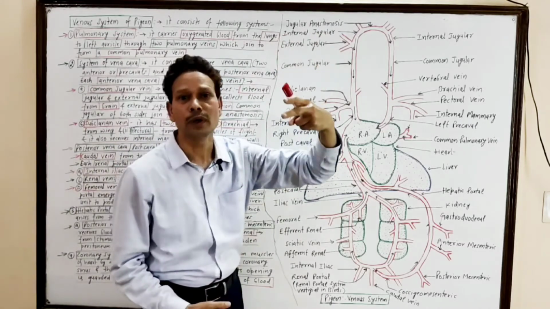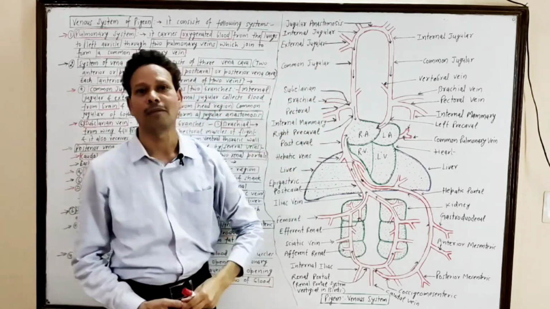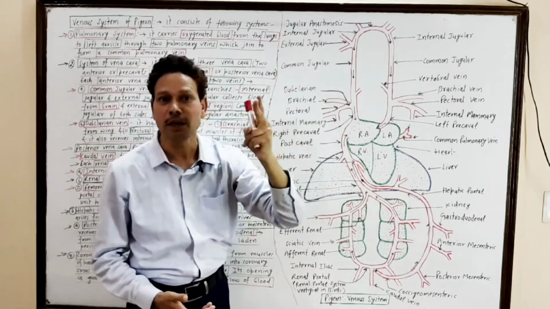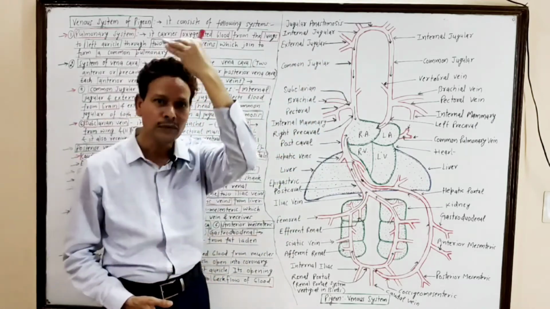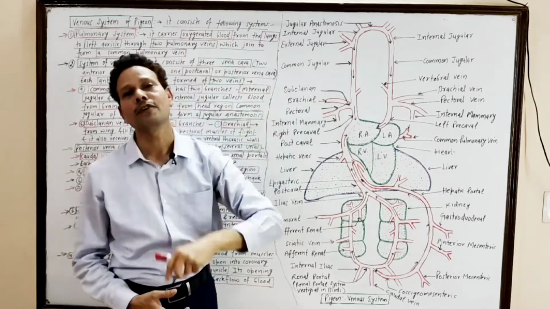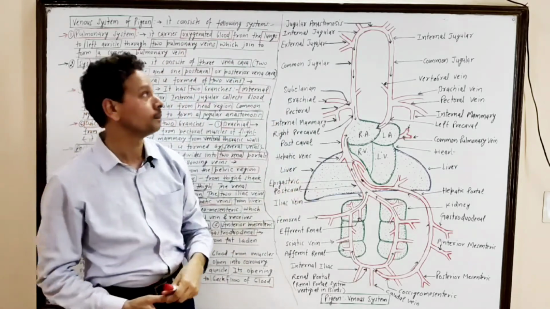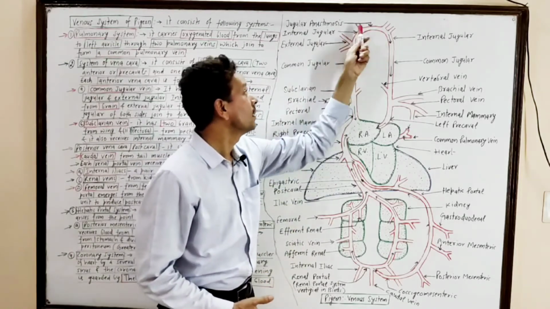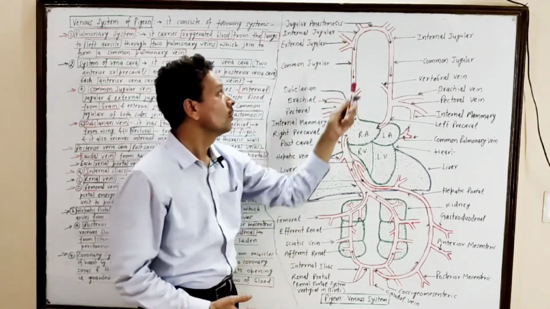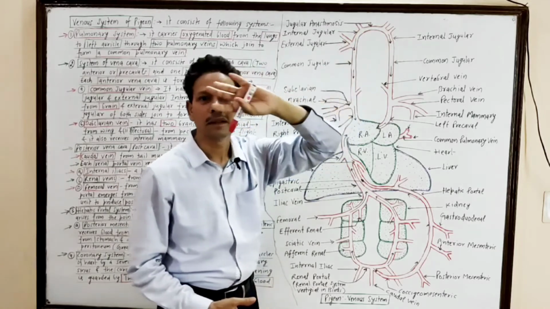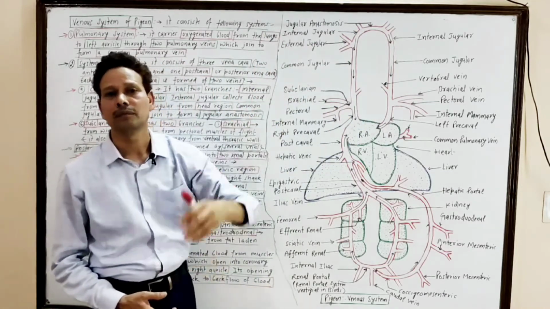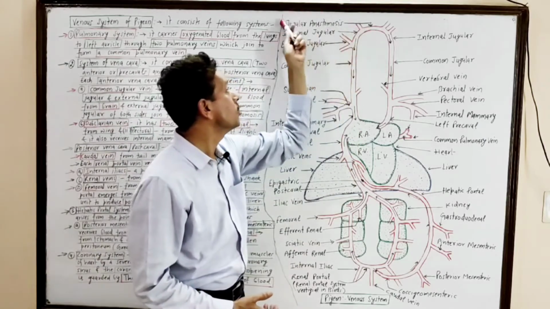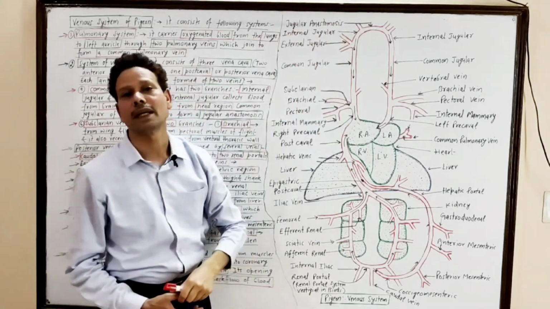This internal jugular vein collects blood from the brain, while this external jugular vein brings blood from the superficial parts of the head region. Both sides of the internal jugular unite and produce a network in the head region, and that network is jugular anastomosis.